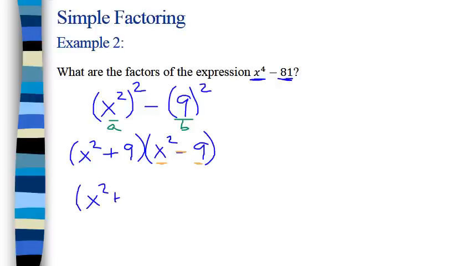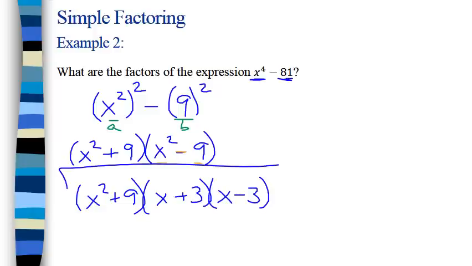So x squared plus 9 is still there, and that can't be factored. There's no such thing as a sum of squares. And then we have x plus 3 times x minus 3, and now we have a fully factored expression.